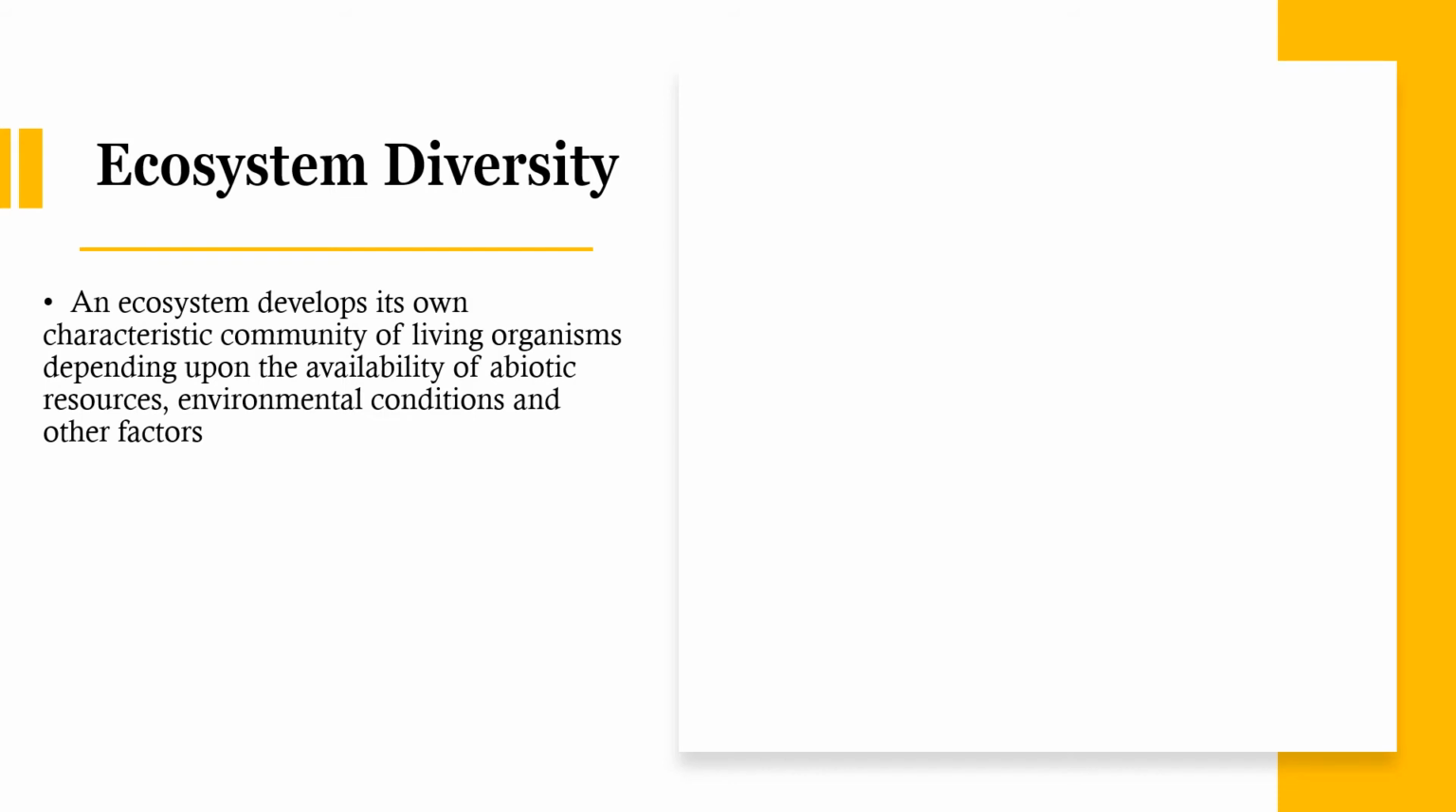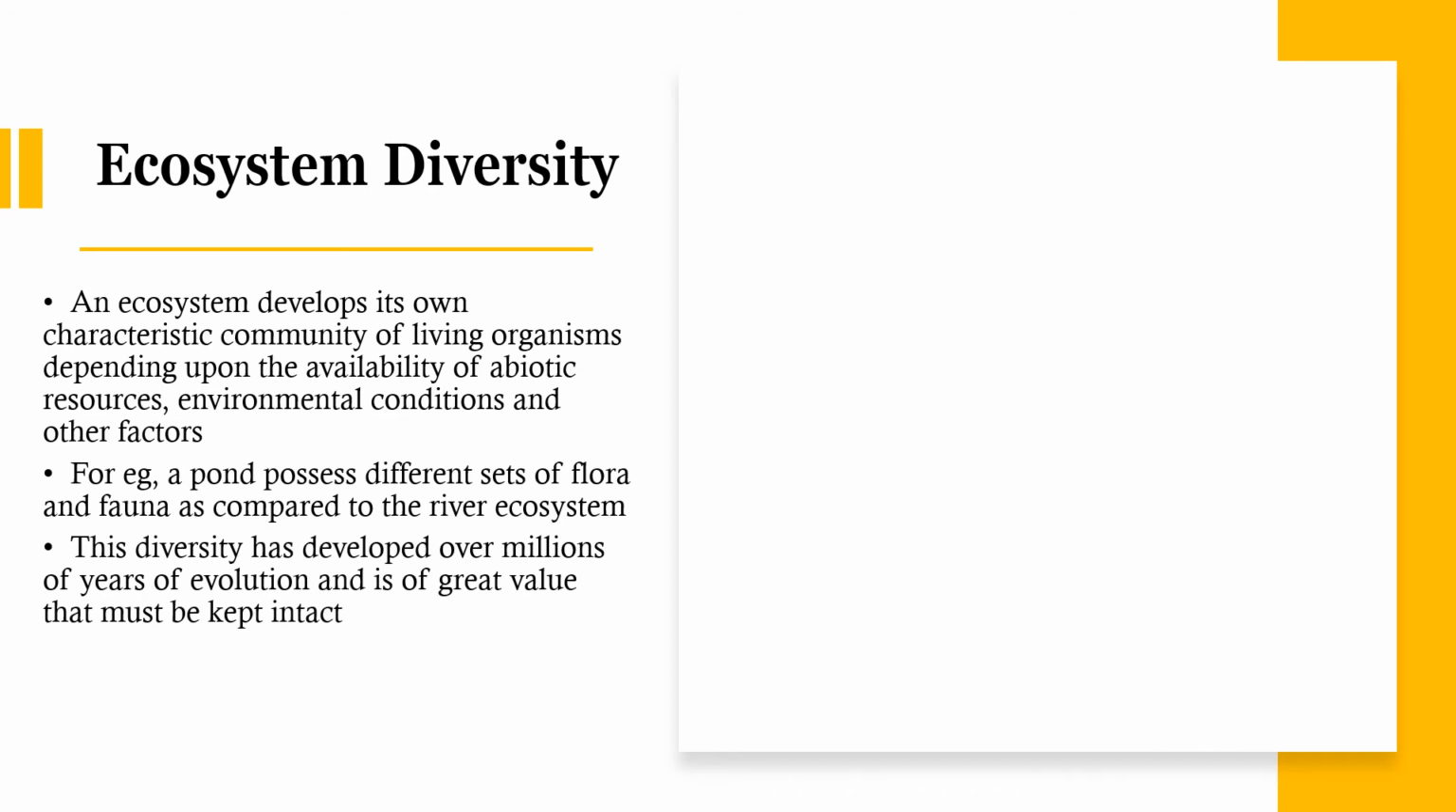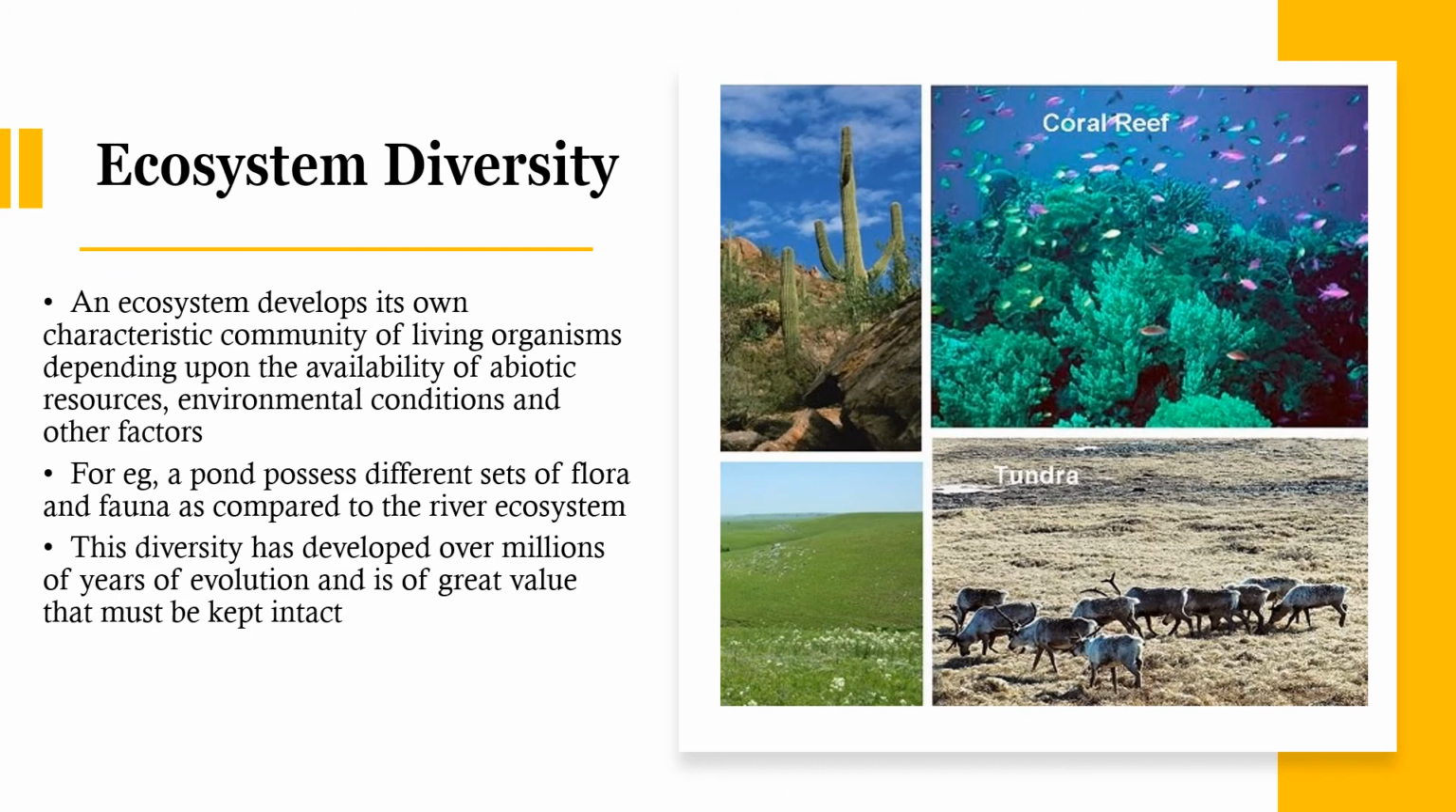An ecosystem develops its own characteristic community of living organisms depending upon the availability of abiotic resources, environmental conditions and other factors. For example, a pond ecosystem possesses different sets of flora and fauna as compared to a river ecosystem. This diversity has developed over millions of years of evolution and is of great value that must be kept intact. The diversity at an ecological level or habitat level you can also consider as ecosystem diversity. A river ecosystem includes fish, aquatic insects and other varieties of plants that have adapted.